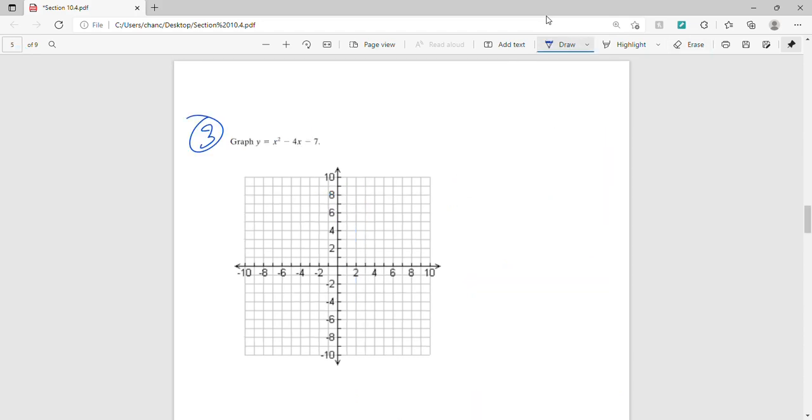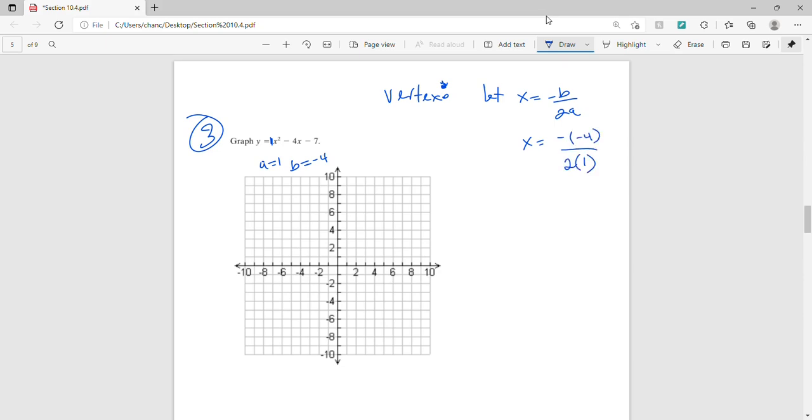Let's look at question 3 now. We'll start with finding the vertex. To find the vertex, we let x be equal to negative b divided by 2a. This is the formula that we need. The b is equal to negative 4, and the a is equal to a positive 1. So we have x equals negative 4 divided by 2 times 1. And if you simplify that, that's actually a positive 2.